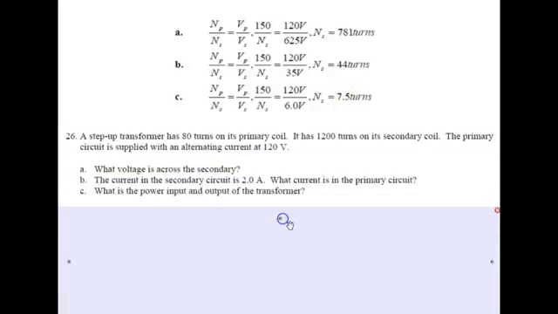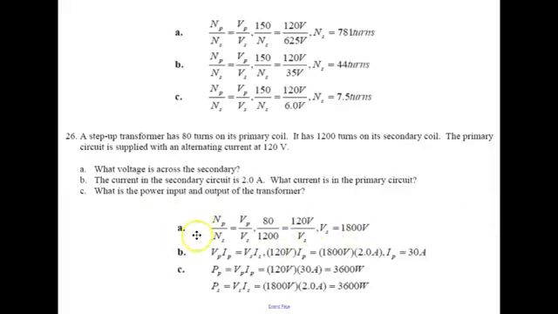Number 26, step-up transformer. There are 80 turns on the primary. It has 1,200 turns on the secondary. The primary circuit is supplied with an alternating current of 120 volts. What's the voltage of the secondary? The current in the secondary is 2 amps. What's the current in the primary? And what's the power input and power output of the transformer?